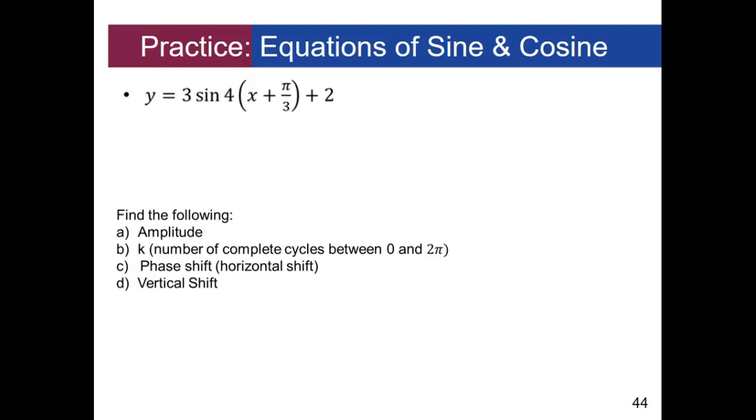Okay, here's one for you to try. So try this one, identify the different values for this, and then we'll take a look at your answers. Okay, the 3 is the amplitude. This is the K, so we would expect to see 4 sine graphs between 0 and 2 pi. This is the phase shift, so I'm going to be going left pi over 3, which will be negative pi over 3. And this is going to be the vertical shift. It's going to be up 2.